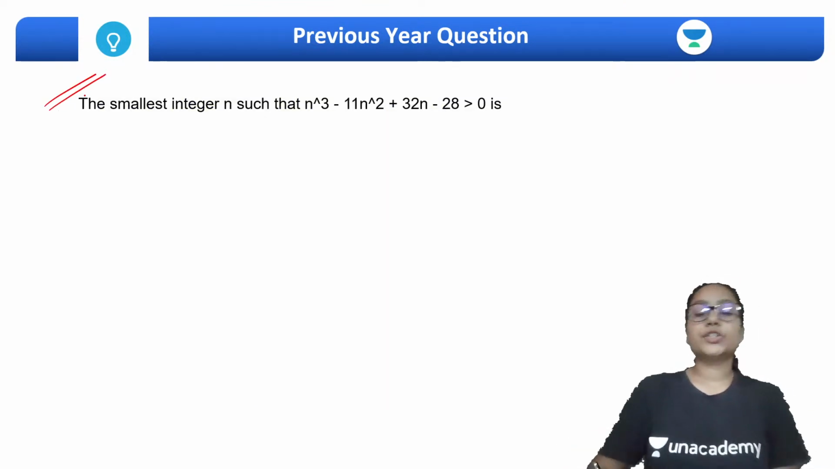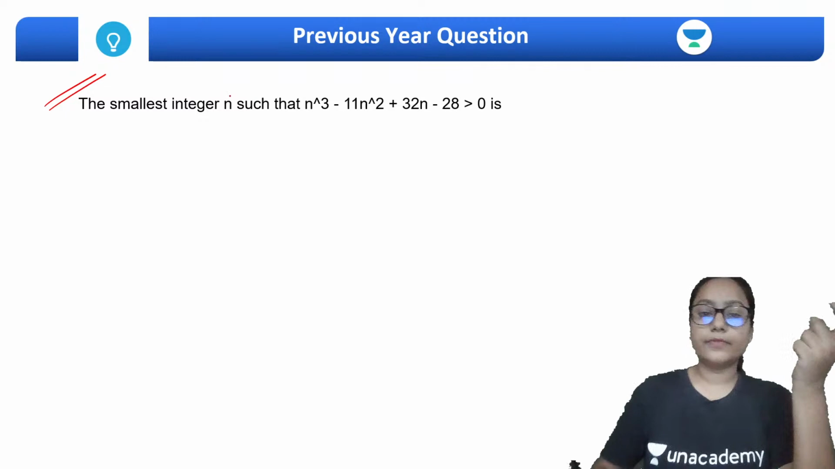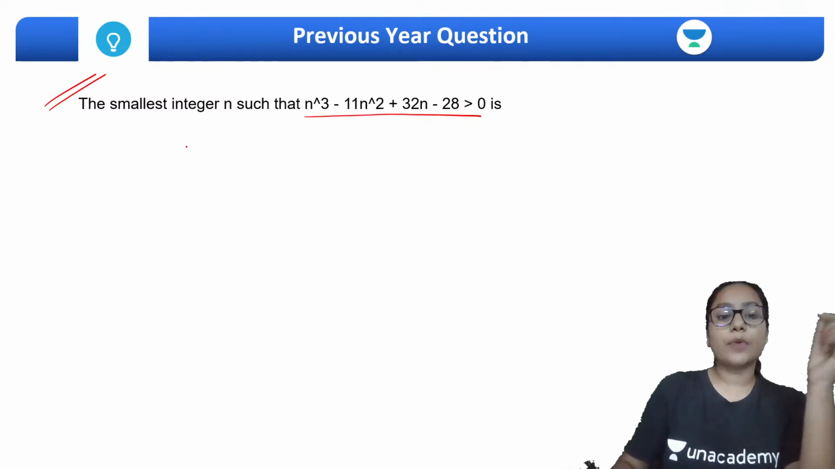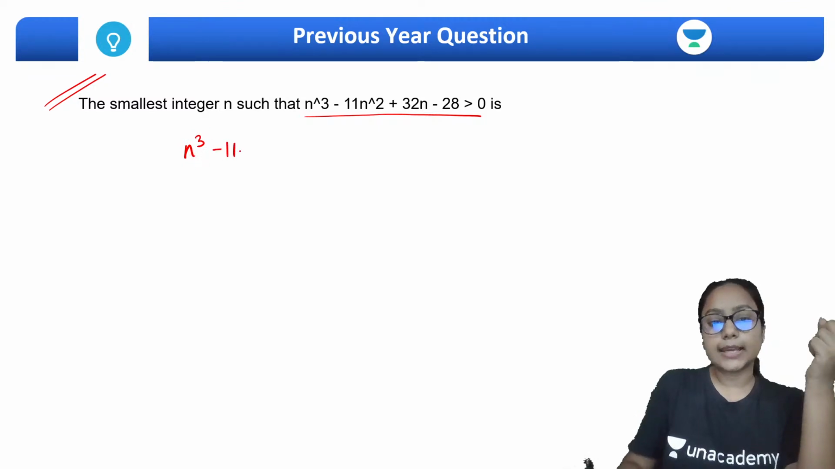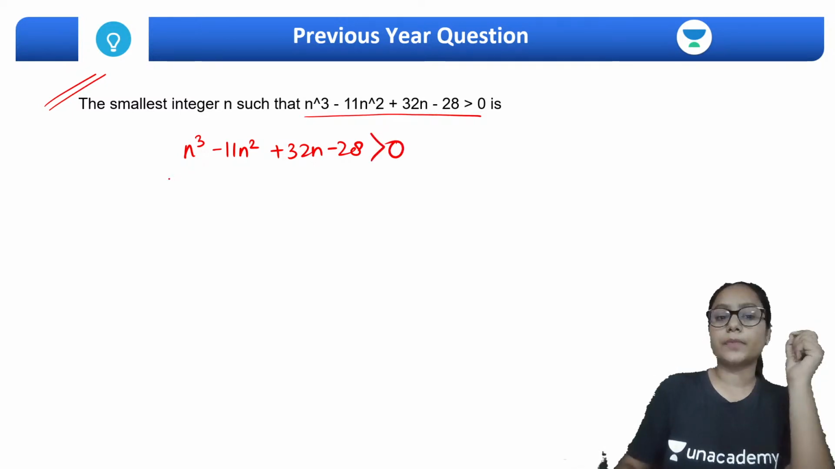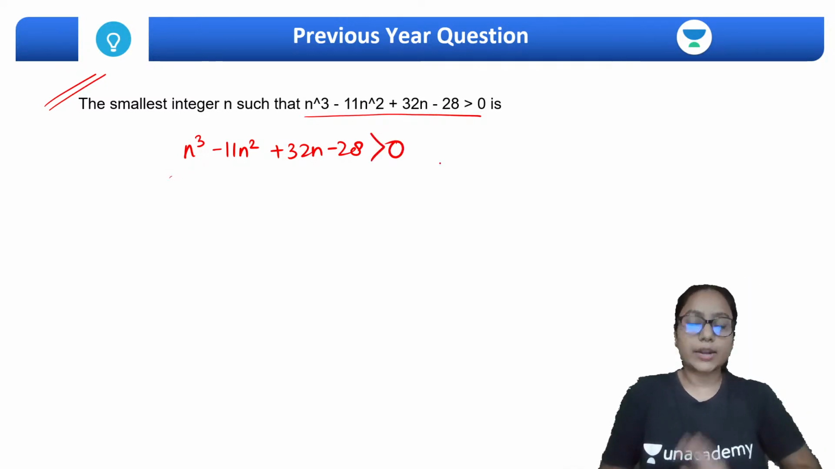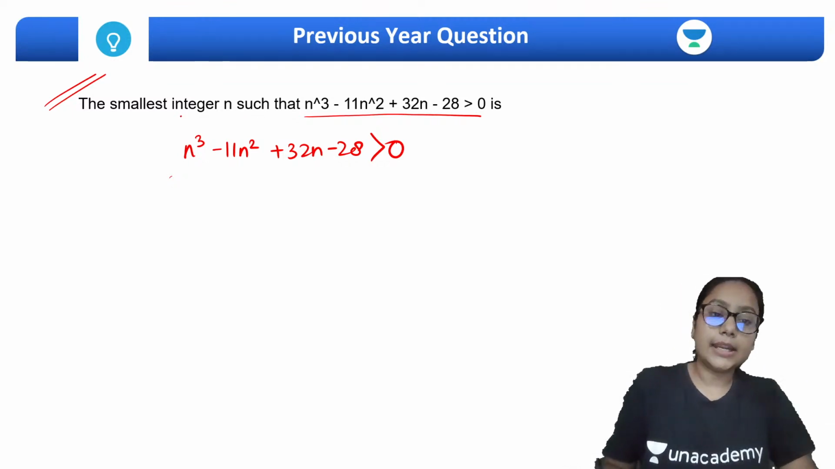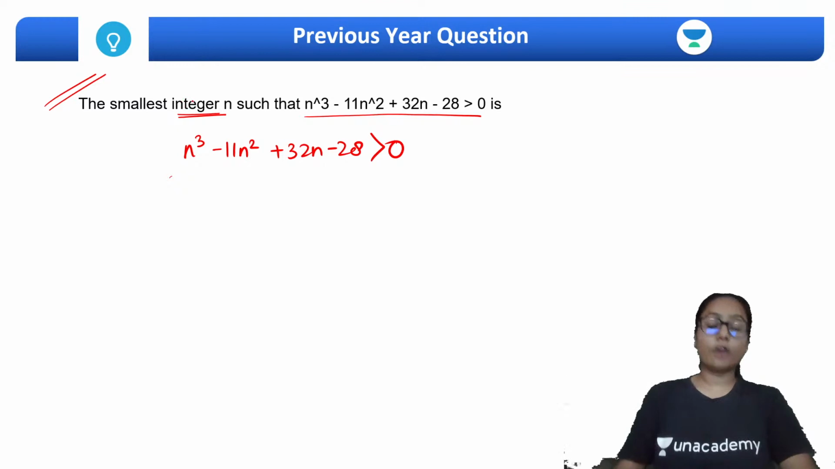Okay. So the smallest integer n which satisfies this inequality is... What is this inequality? n cube minus 11n square plus 32n minus 28 is greater than 0. So this is your inequality. Try to solve it and give me the minimum integral value of n.